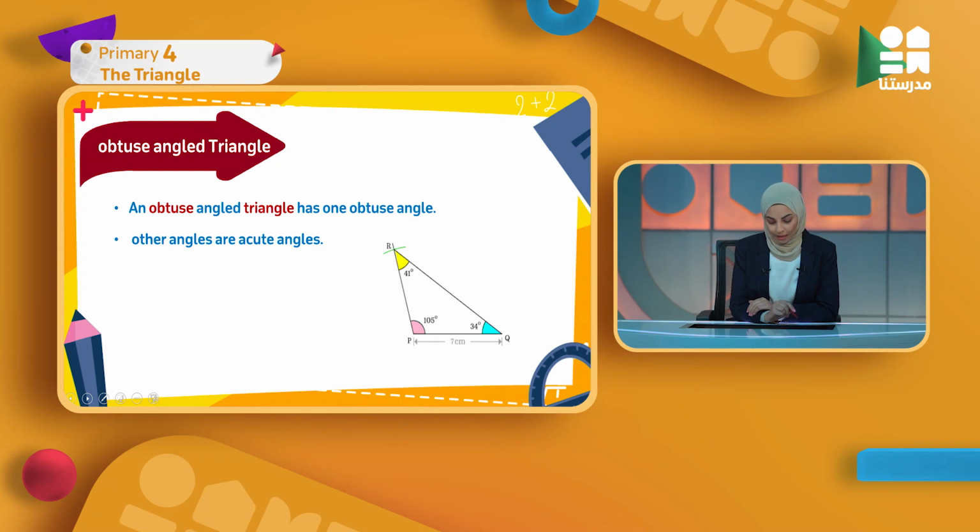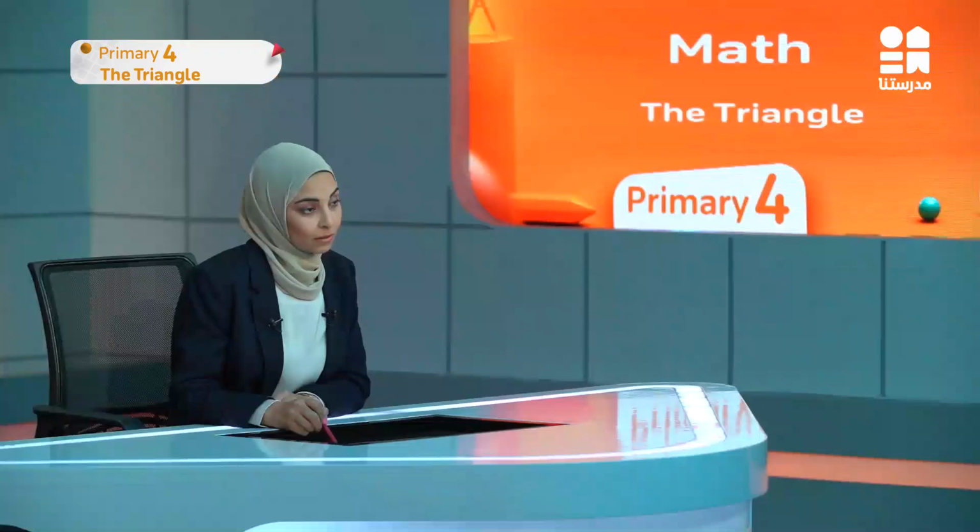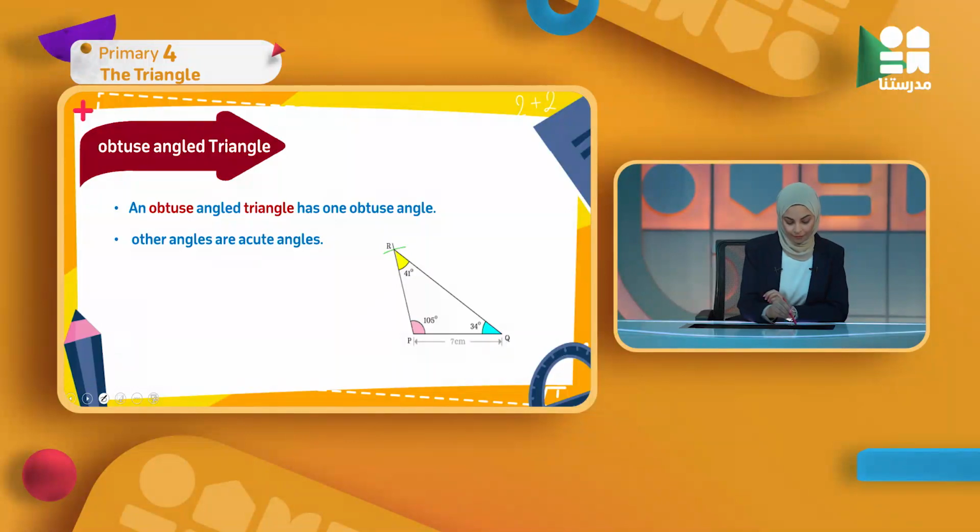Okay. I want to ask you, can I draw two obtuse angles in one triangle? Of course not. Let's see why. Here, if I draw an obtuse angle like this, as we know that an obtuse angle is more than 90. Let's draw another obtuse angle in the same triangle. It will be like this. This is an obtuse angle and this is another obtuse angle.